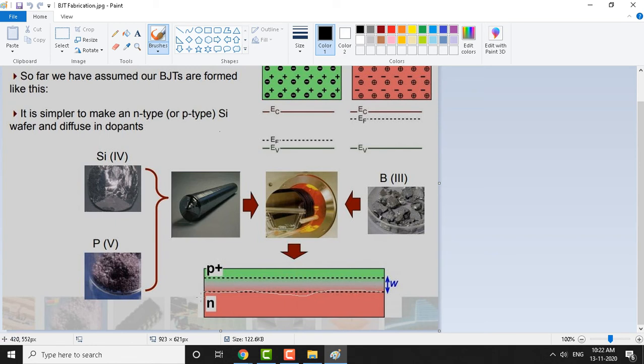This is a cross sectional view of what you are seeing here. On top of this, you can dope with a p plus, by doping largely with a p type impurity. An example of a p type impurity is boron. So, if you dope this silicon wafer with a large amount of boron, it forms another layer here. You are seeing this another layer, which is called a p plus.